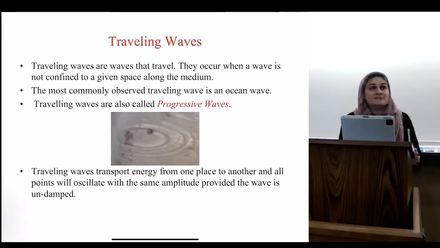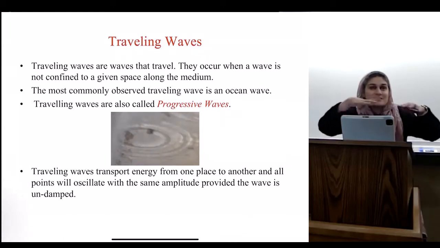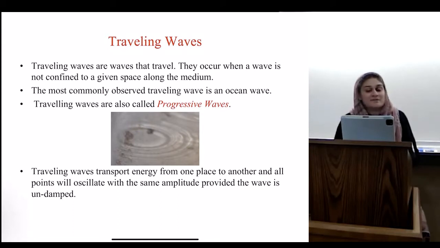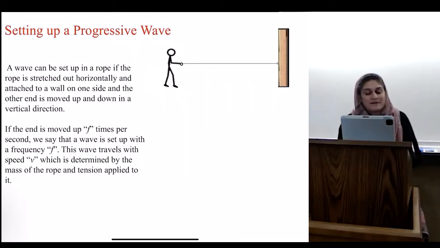So when we were little, all of us threw rocks in the river, right? And you see the waves that come out of it? Those are called traveling waves. So the waves that travel are called progressive waves or traveling waves for short. How do you set up a traveling wave?